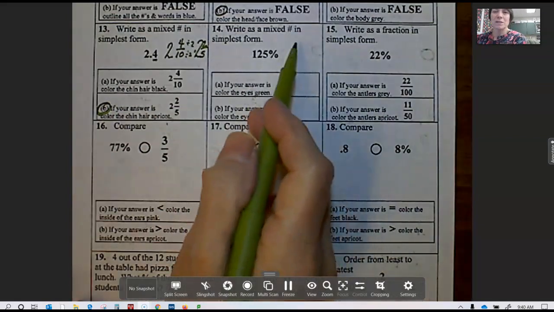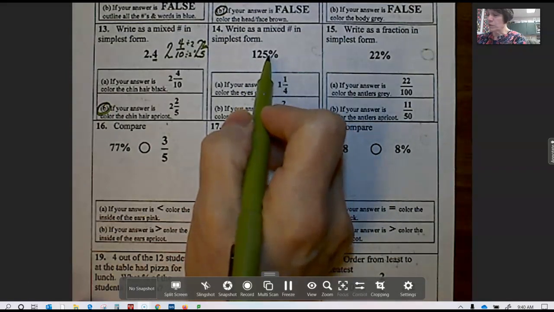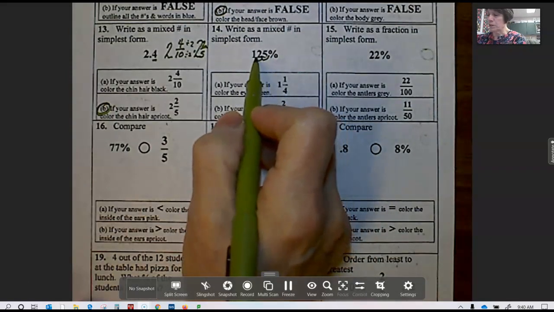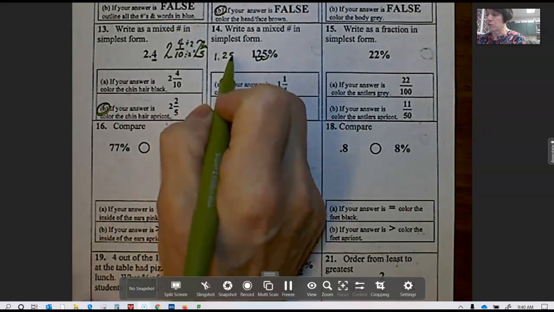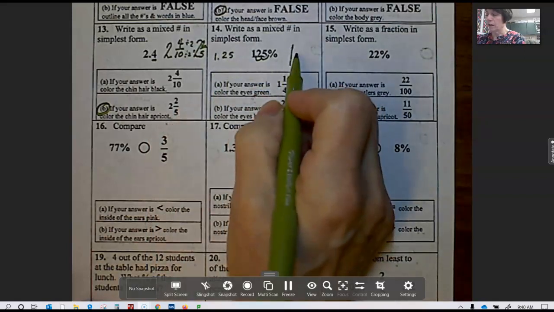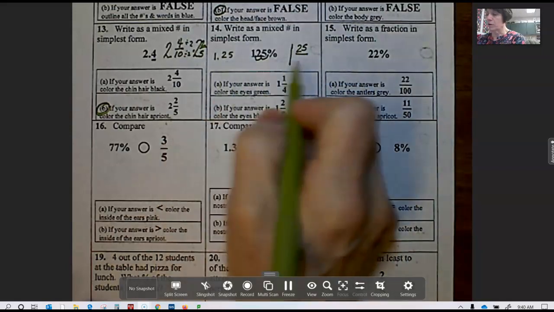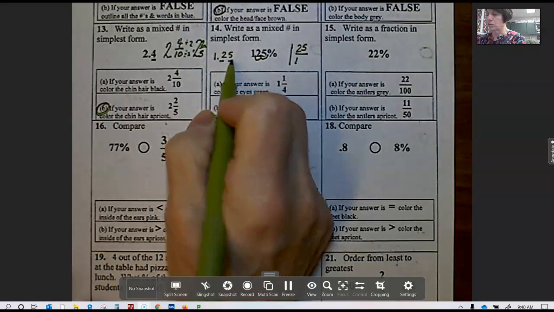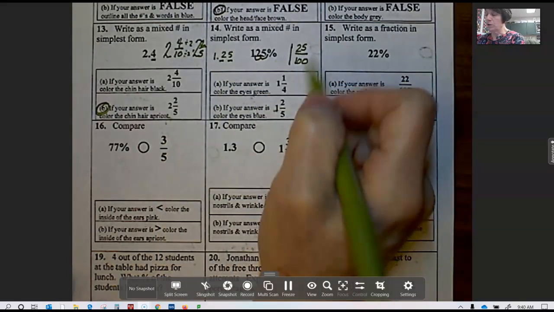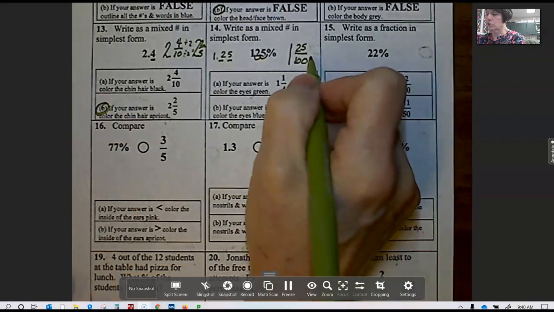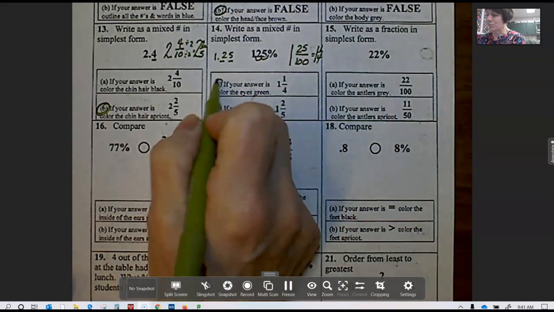Next one, write as a mixed number in simplest form. First, I'm going to change it to a decimal. So remember, I do that by moving this decimal point 2 places to the left. So this becomes 1.25. So I know I have the whole number 1. I have 25 as my numerator, because the decimal part's the numerator. I have a 1 and 2 zeros as my denominator, or 25 hundredths. And then we know that 25 over 100 reduces to 1/4, because we already did that earlier. So we know that this should be A.